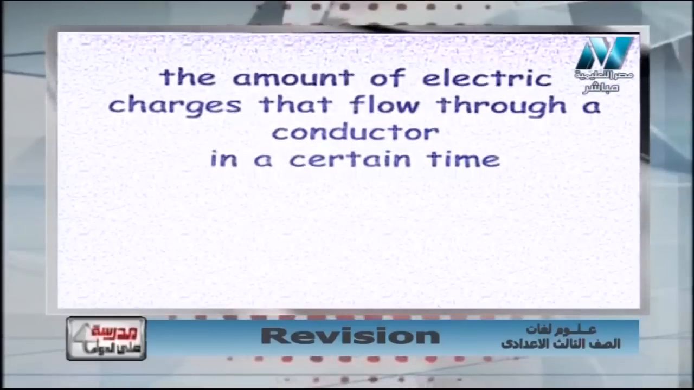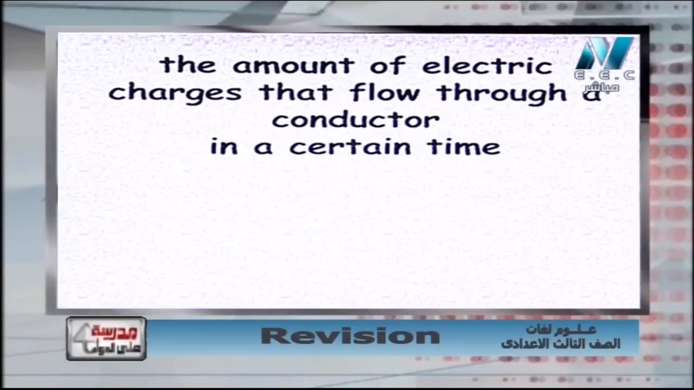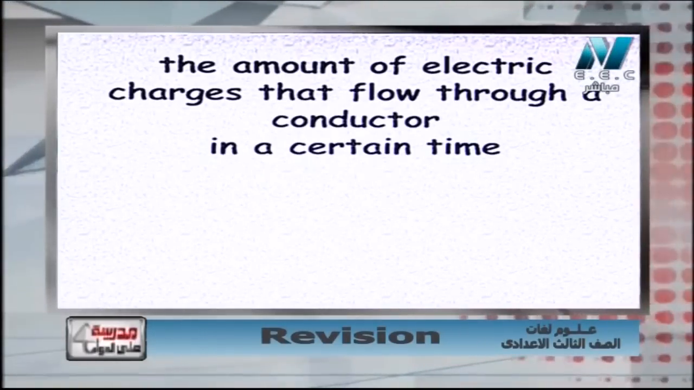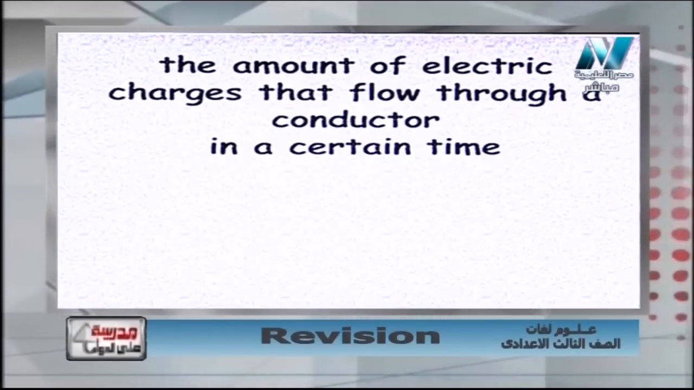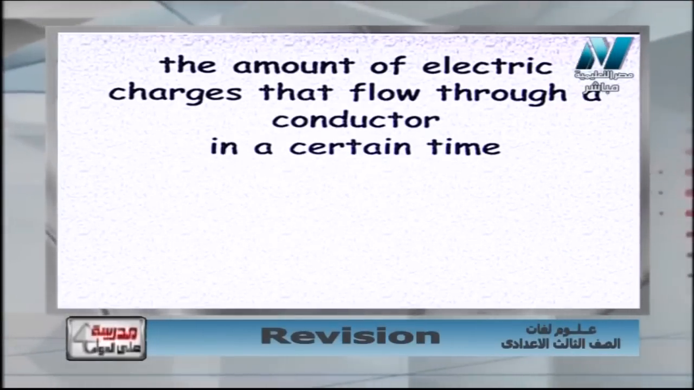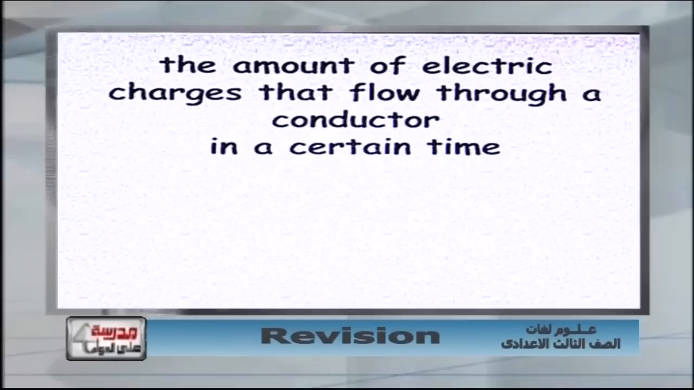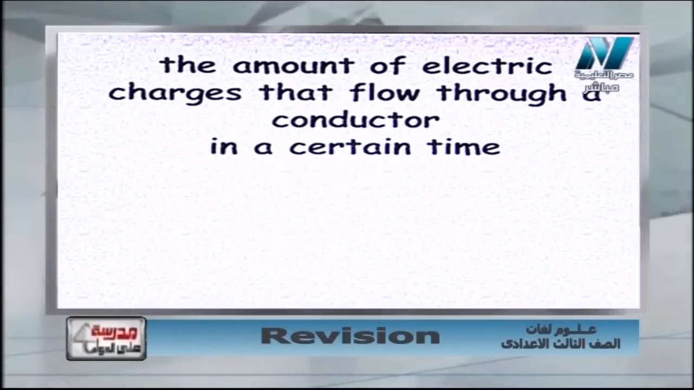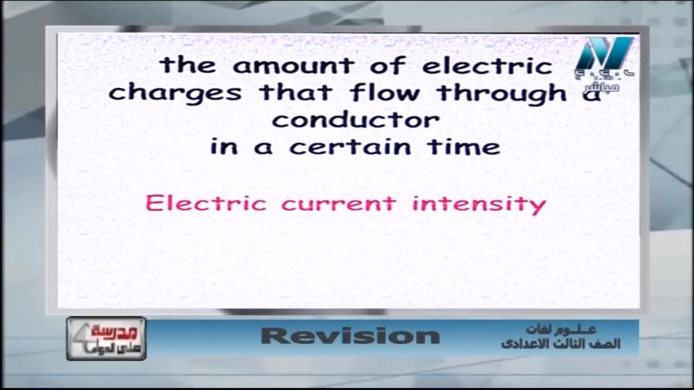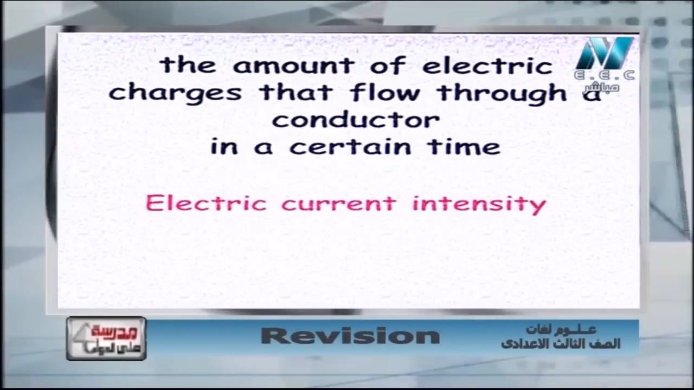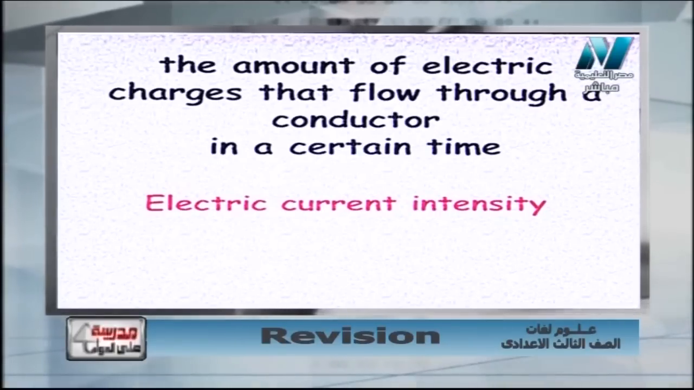Another question says the amount of electric charges that flow through a conductor in a certain time. Here it tells me an amount, or quantity, of electricity and a time, as if it is telling me Q over T. So it will be the intensity, the intensity of 1 ampere. So it will be the electric current intensity.